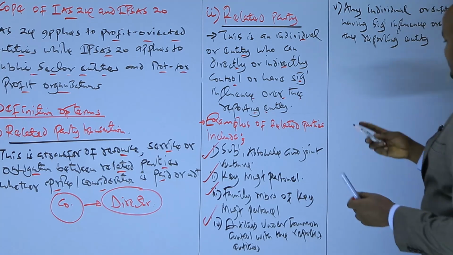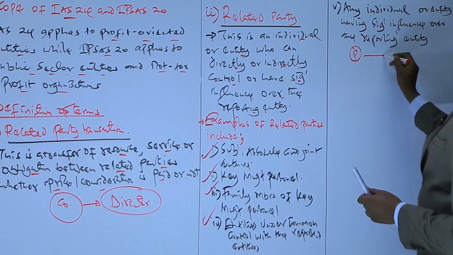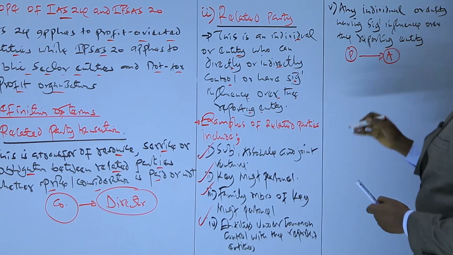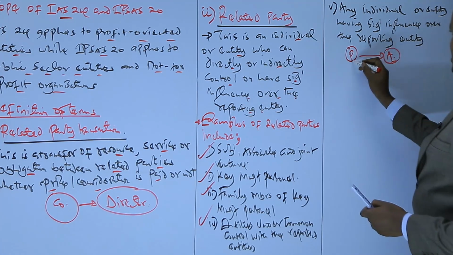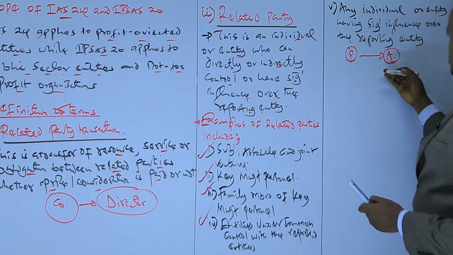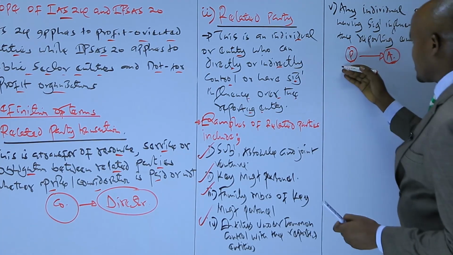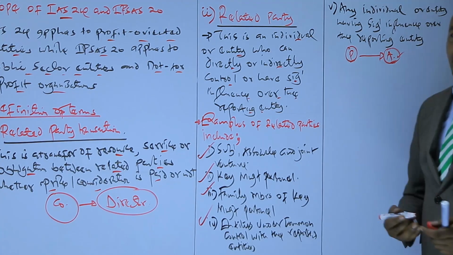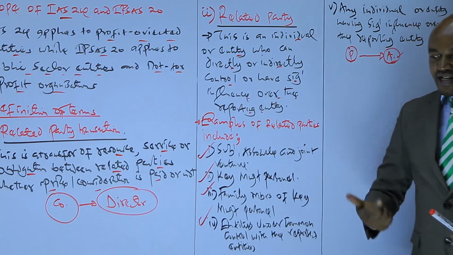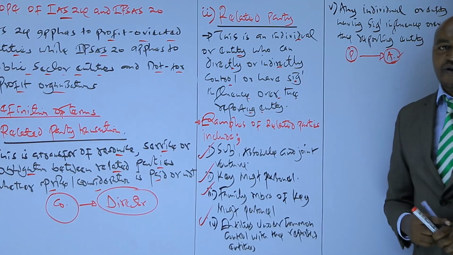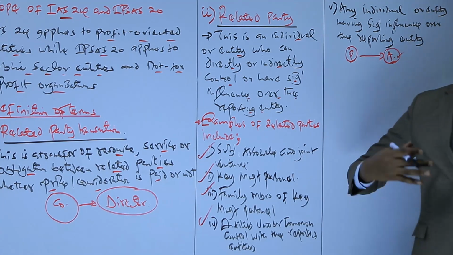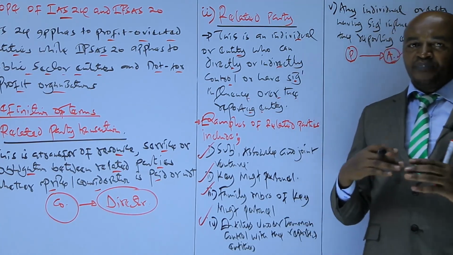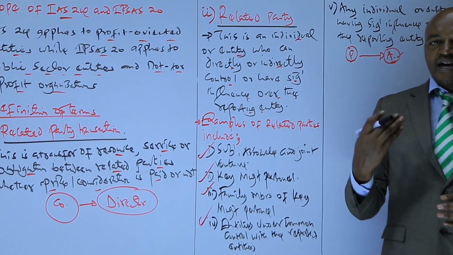Mostly here we are referring, for example, to a parent company. A parent company has significant influence over the associate. So the parent company, as far as the associate is concerned, is a related party, because a parent company has significant influence over the operating and financial decisions made by the associate. Another good example of a related party is the post-employment benefit plan.